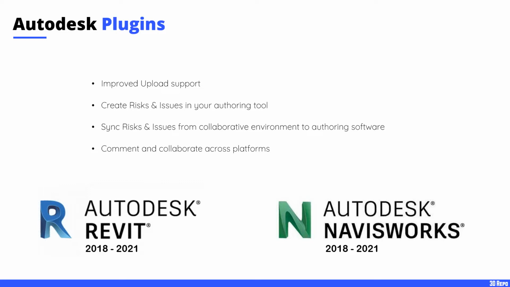So now you'll be able to push models directly from Revit to 3D Repo without the need to export anything. So no time wasted there. You can share models with those that don't have licenses for Revit. You can also create risks and issues in our design authoring tools, such as Autodesk Revit and Navisworks. You can synchronize those, so you can retrieve any risk or issue from 3D Repo into your design authoring tool. And essentially, it's just an easier and better way to comment and collaborate across platforms.